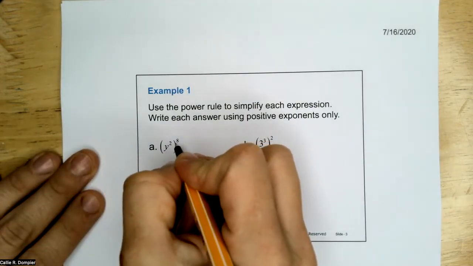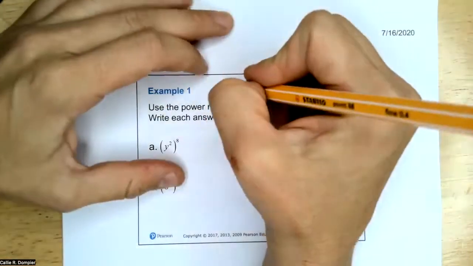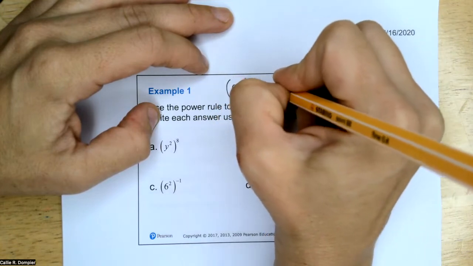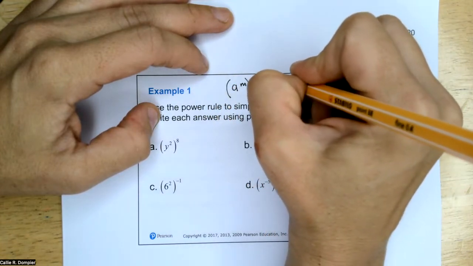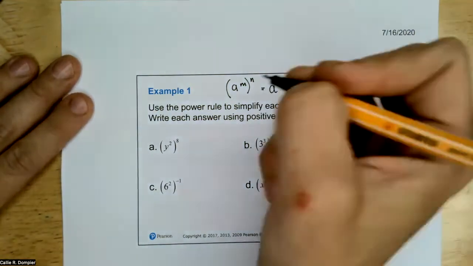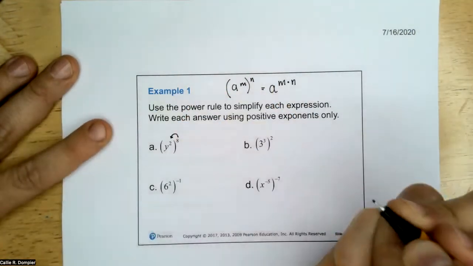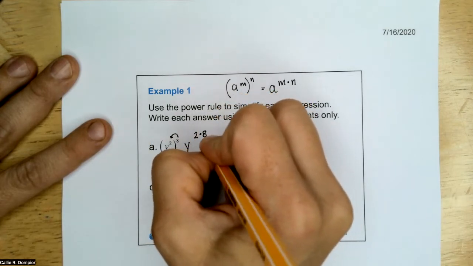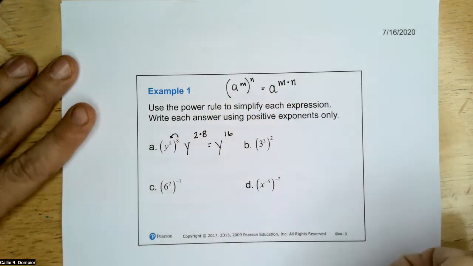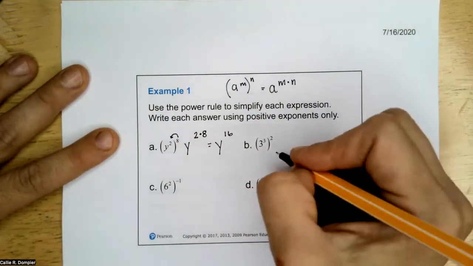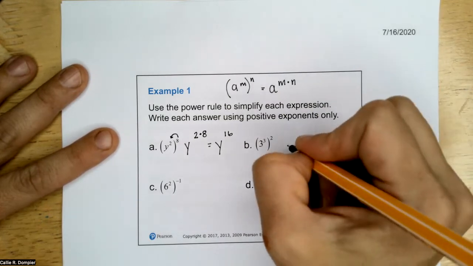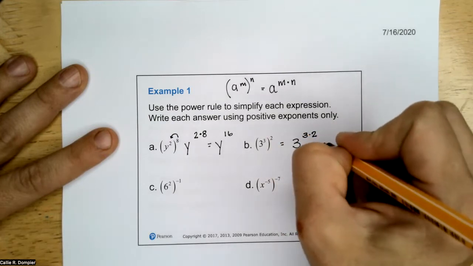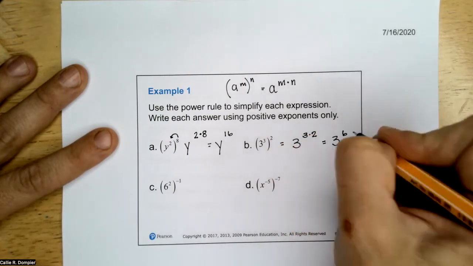So this is y to the power of 2 raised to the power of 8. Remember, the power rule is a to the power of m raised to n is a to the power of m times n. Good. So we're going to take that 8 and we're going to multiply it by 2. So that becomes y to the power of 2 times 8, which is y to the power of 16. Good. B is 3 to the power of 3 raised to the power of 2. So that becomes 3 to the power of 3 times 2. So we're multiplying 3 times 2. So it's 3 to the power of 6.